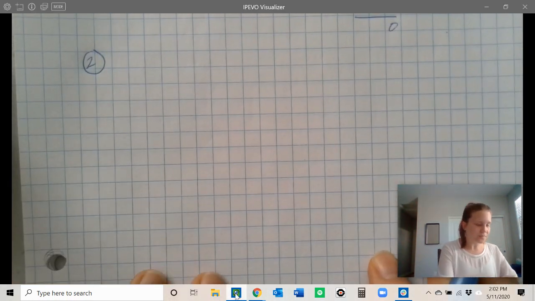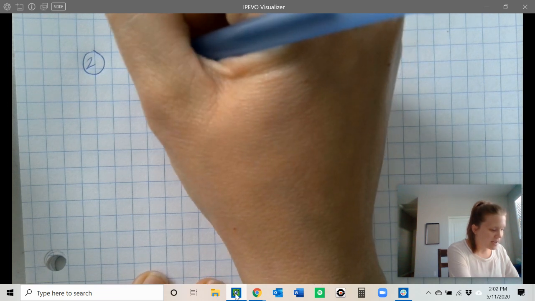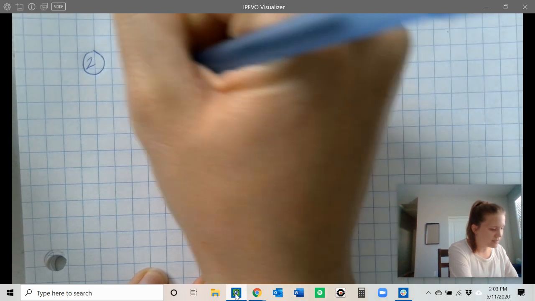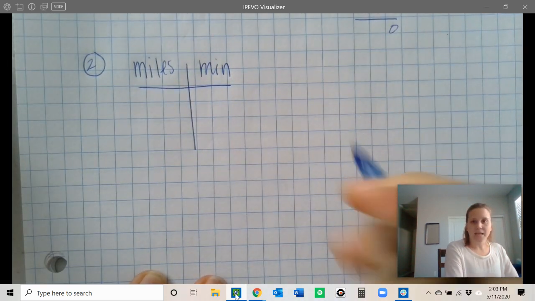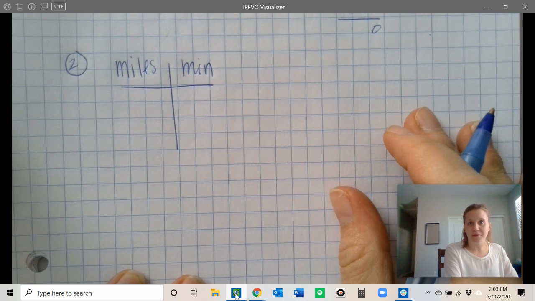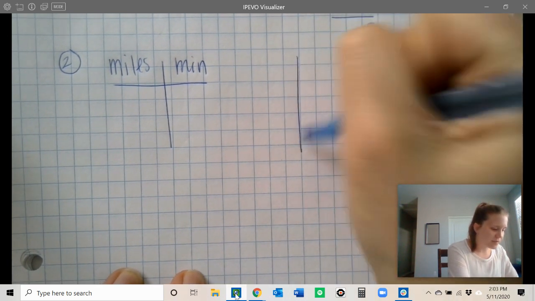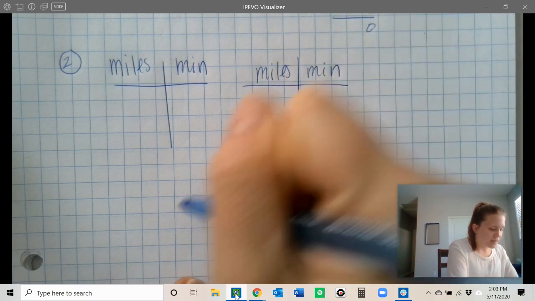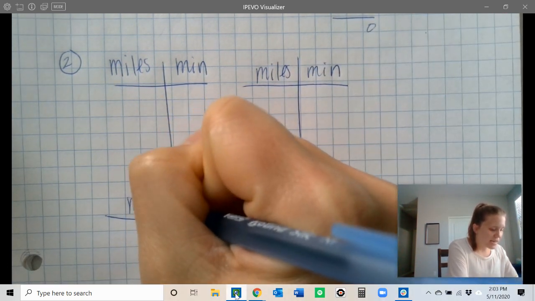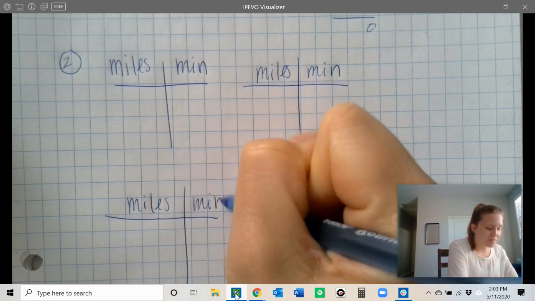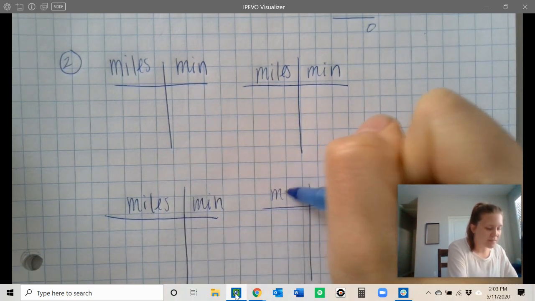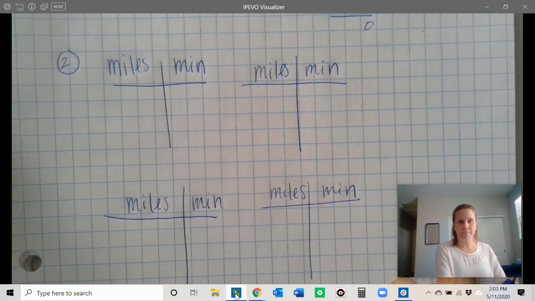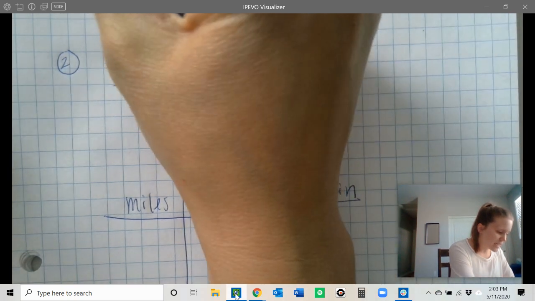So here's question 2. I'm going to go ahead and set up miles and minutes. And I have 4 runners and they all have different rates. So I'm going to end up with multiple ratio tables here. If it's a different rate, it belongs in a different table. Okay, so I have 4 runners, so I'm going to go ahead and set myself up with 4 ratio tables. Okay. The first one is Santiago.